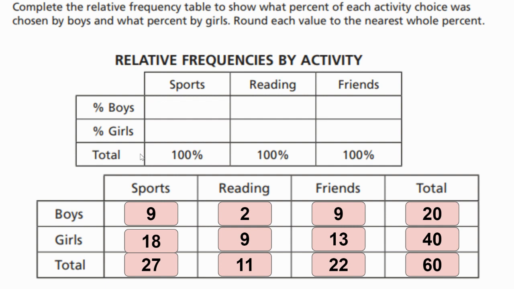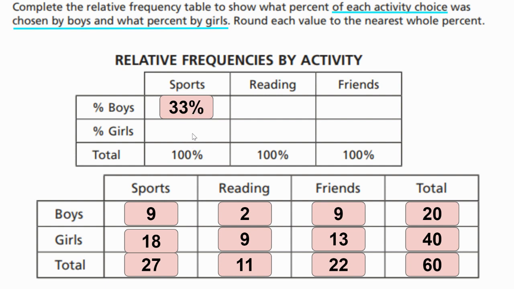So out of 100%, all the people, it's total, so 27 would be all the people that were surveyed. So out of 27 people, what percent were boys that liked sports? So 9 of the 27 would be the boys. So 9 divided by 27 would give us an answer of 0.33. So we could move our decimal 2 spaces, and that would give us 33%.